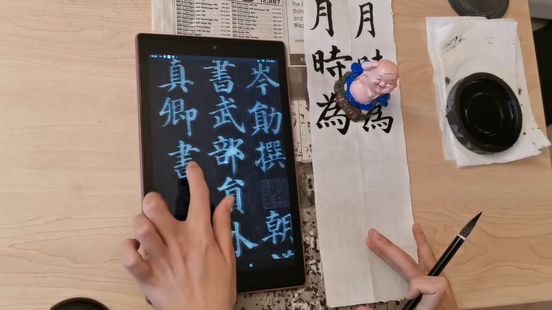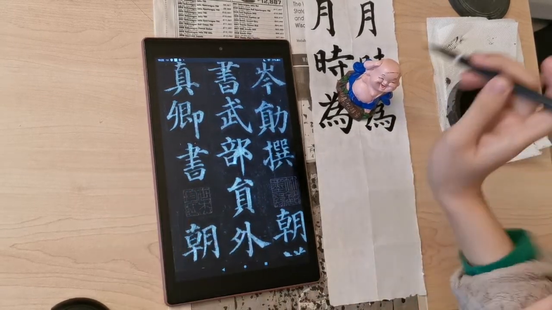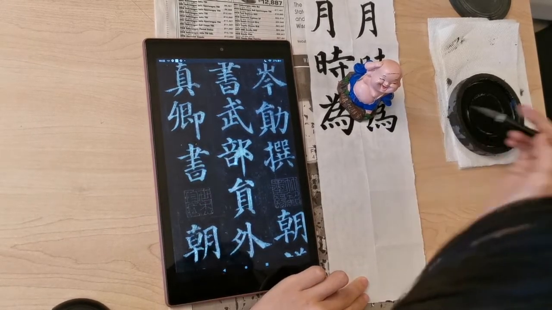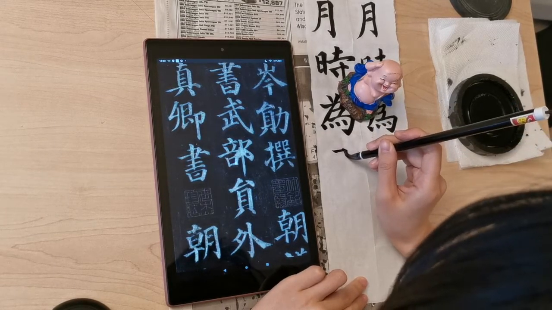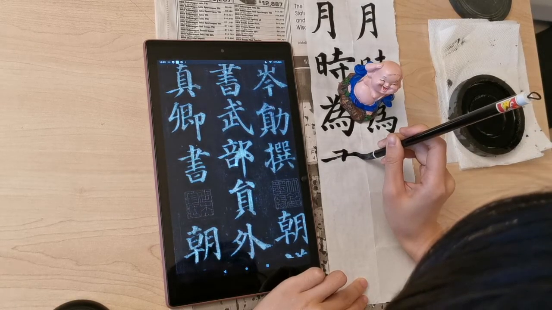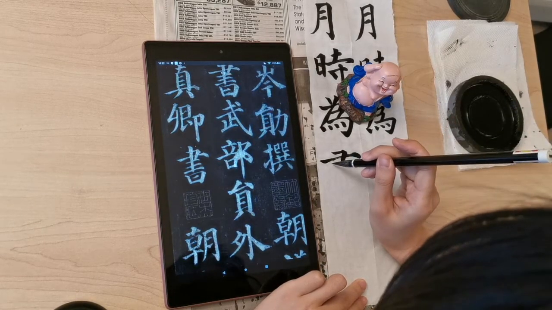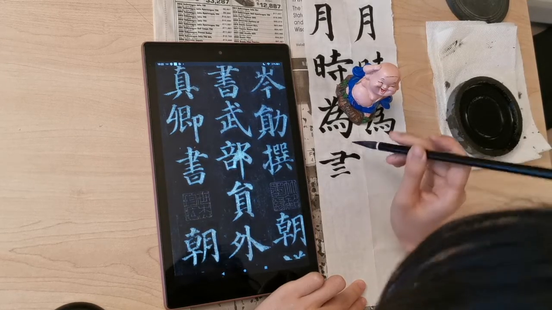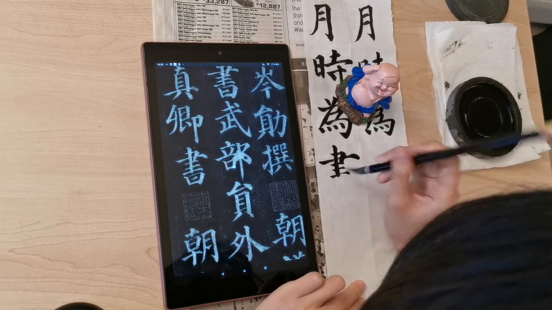This shu means book or write. Again, be careful about the contrast between the horizontal and vertical strokes. Very thin and very strong. Thin at the beginning and strong at the end. Very thin. And strong.